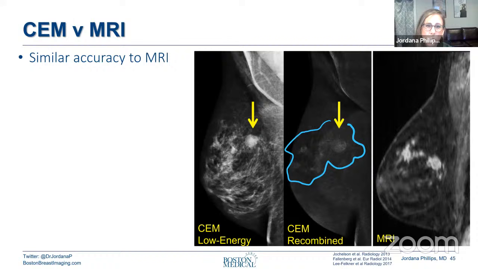This is the MRI exam, which shows the exact same findings. And I would say for people that are new to contrast mammo, whenever you look at the recombined images, often enough, if you were to then perform an MRI, the images are almost identical. Identical is maybe a strong word. They're very similar. And so how you would describe the imaging finding on the recombined images is similar to how you would describe it on an MRI.